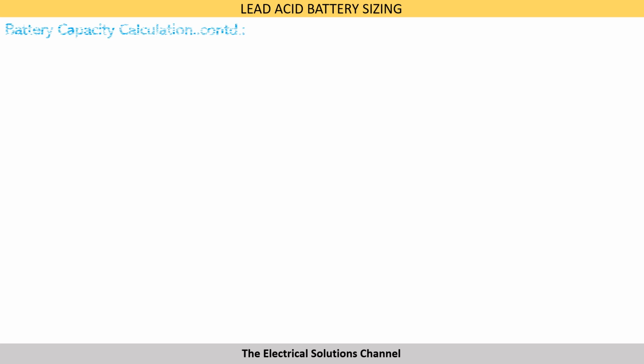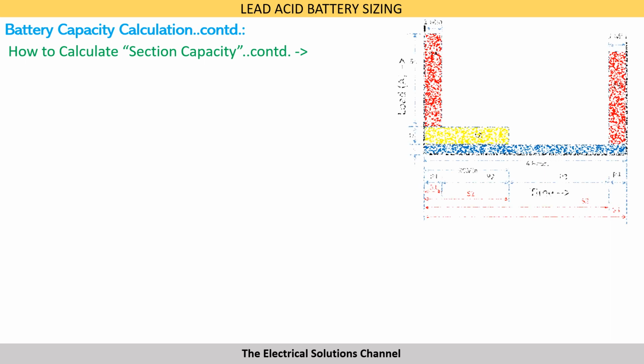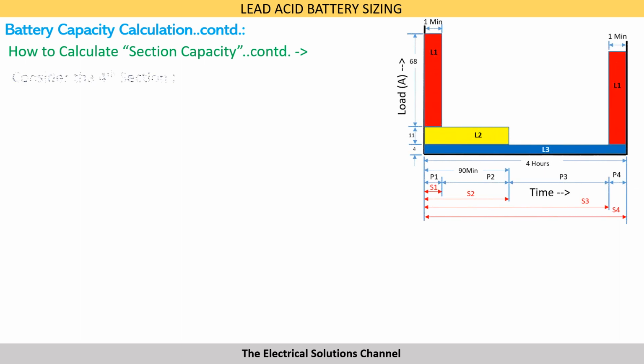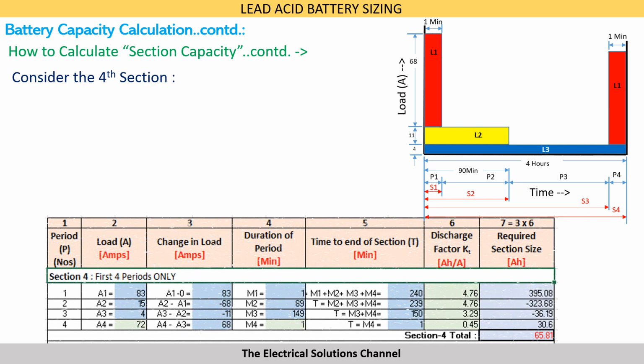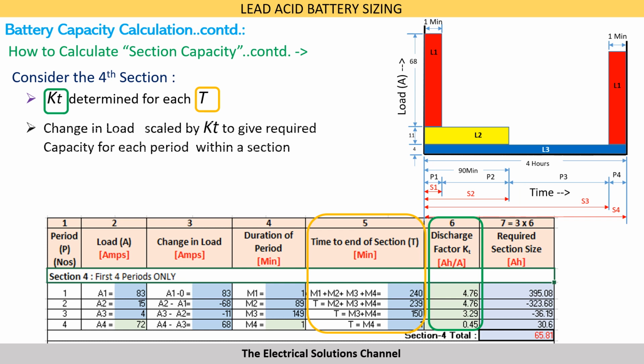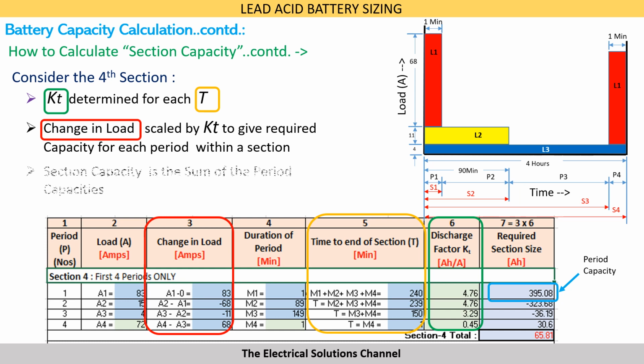Let us consider the fourth section in detail to understand how we calculate the section capacity. Loads of each period and their corresponding duration are entered in columns 2 and 4 respectively. KT factor for each duration is entered in column 6 of the IEEE 485 worksheet. Changes in load scaled by the KT factor to give the required capacity for each period within a section is entered in column 7. The section capacity is then arrived as the sum of the period capacities.